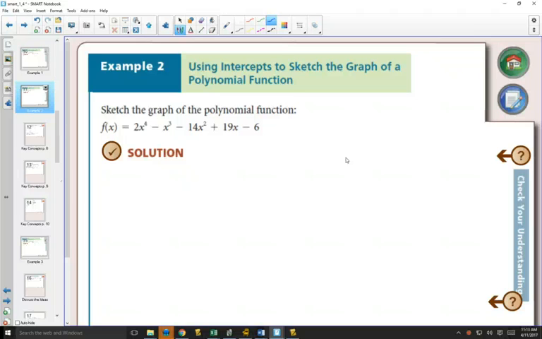I might do it a little bit differently, but first of all, I'd always start by finding my y-intercept since that's so easy to do. You plug in 0 for x and all of these first terms are going to be 0, and you just get that your y-intercept is -6.